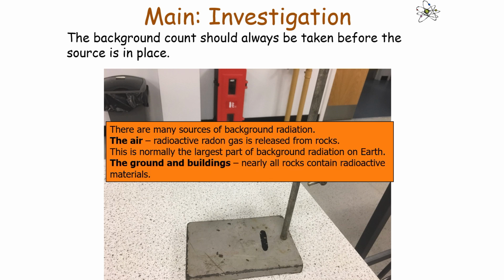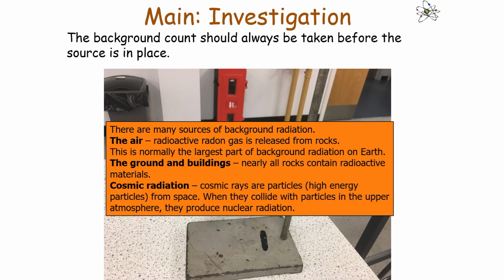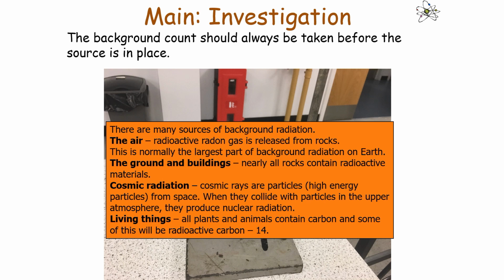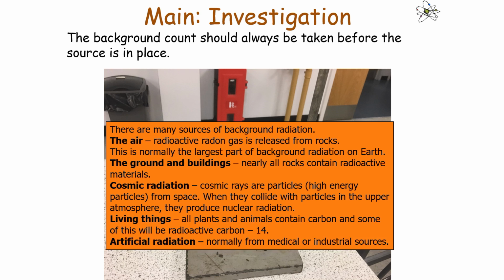You've got grounds and buildings, because nearly all rocks on Earth contain radioactive materials. You've got cosmic radiation. Cosmic rays are particles from space. When they collide with the particles in the upper atmosphere, they produce nuclear radiation. Living things are a source of background radiation, because all plants and animals contain carbon, and some of this will be radioactive carbon-14. And finally, artificial radiation: radiation made by humans from either medical or industrial sources.